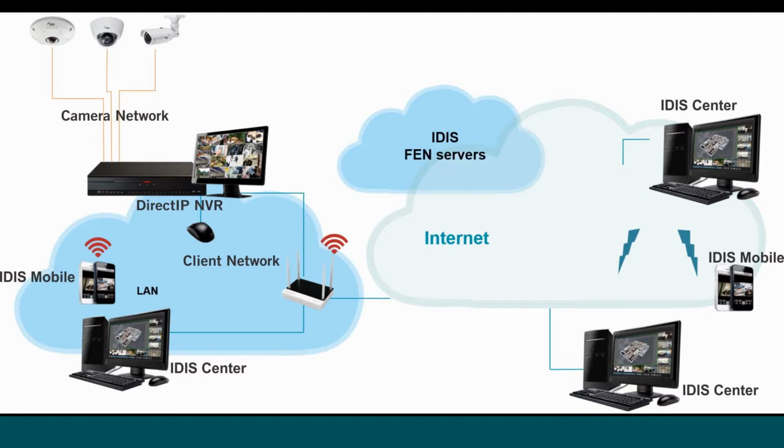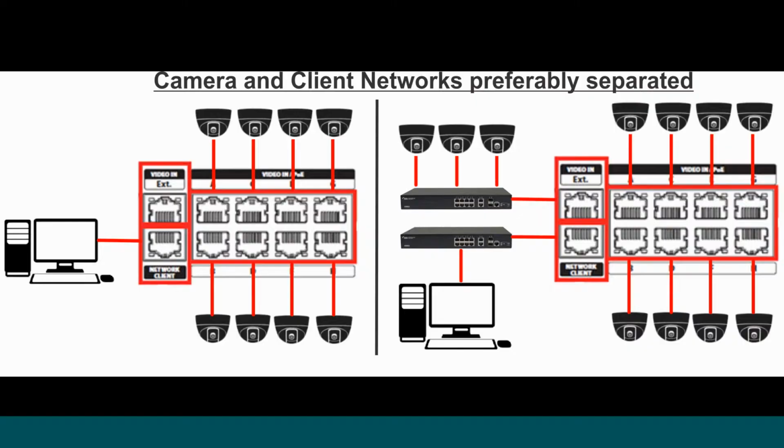In this tutorial, we will review the configuration for the IDIS DirectIP Network Video Recorder Network tab. For most users, the Network tab is the only area that requires some configuration for the IDIS plug-and-play experience. The Network tab is used for configuring the remote client network connection. In DirectIP NVRs, the camera network is usually separated from the remote client network. Camera side network configuration is done in the camera registration procedure.